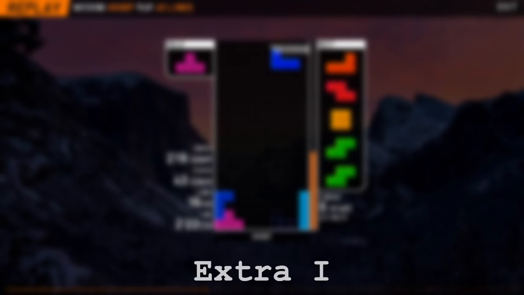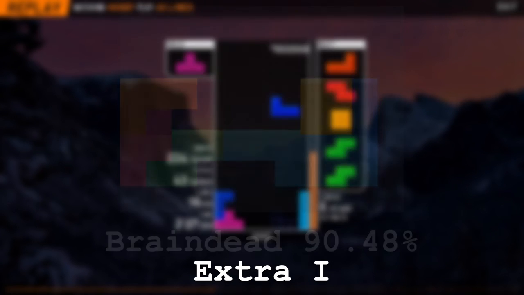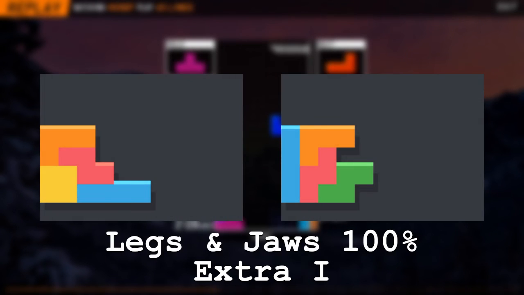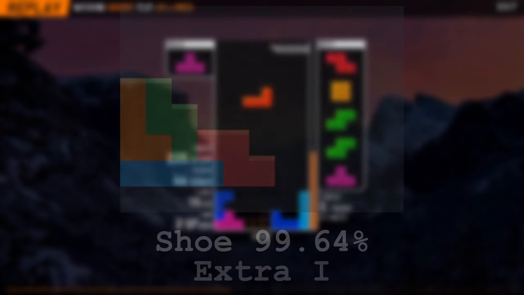For extra I, there is a good chance you can build the brain dead setup that is similar to extra O. There are also 100% shapes for extra I. Although Shu is not 100%, it is still 99.64%, which is quite reliable.